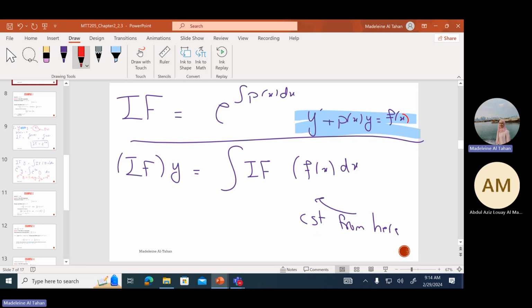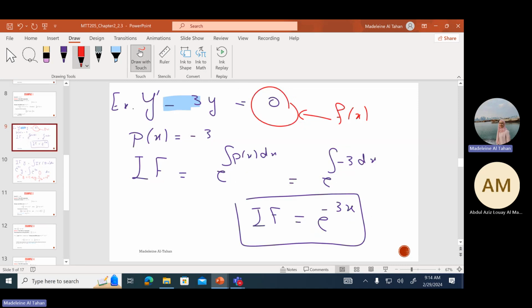Can you go back to the final version? This is the formula. This is the equation for which we found the integrating factor. Final version.